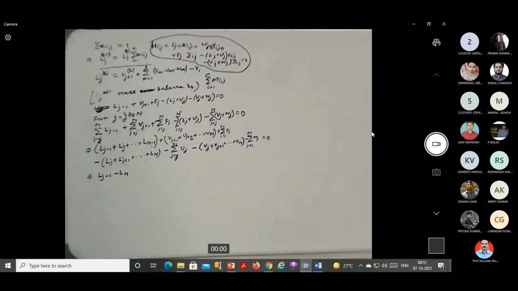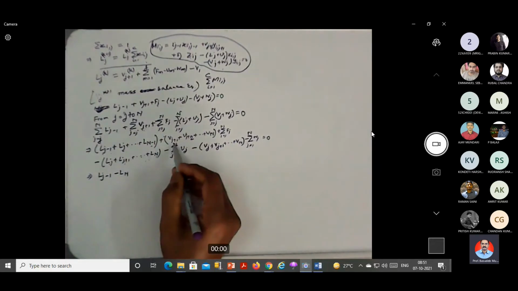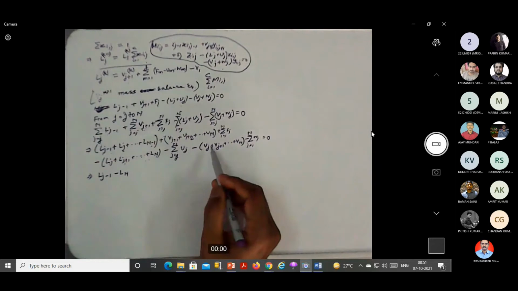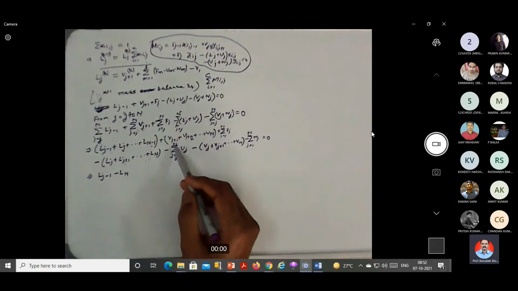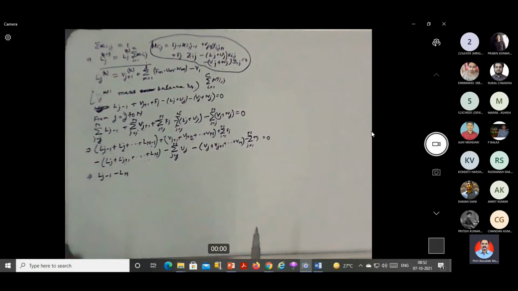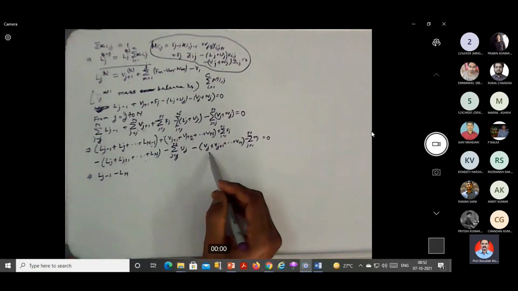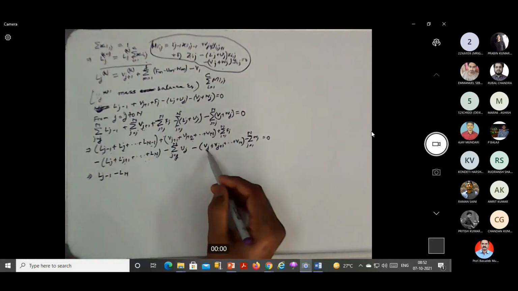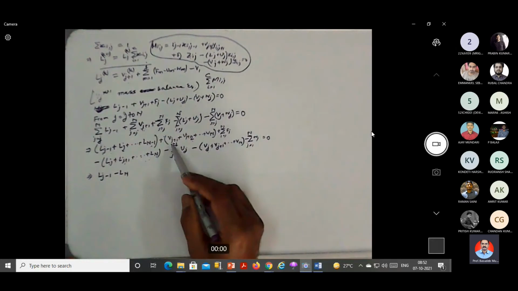Clear? Then look at this sigma Vj term. Okay, Vj plus 1, Vj plus 2, it goes up to Vn. And look at that sum of V term. Here Vj, so Vj is not there, right?